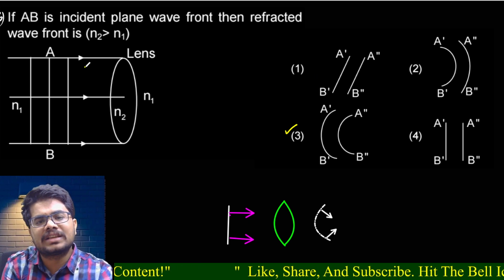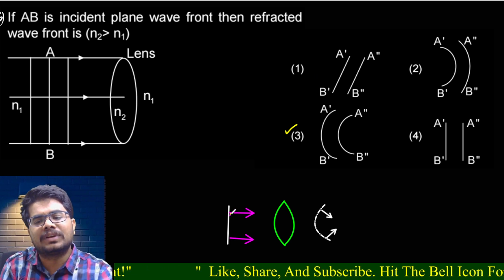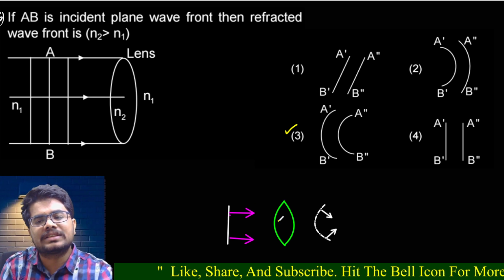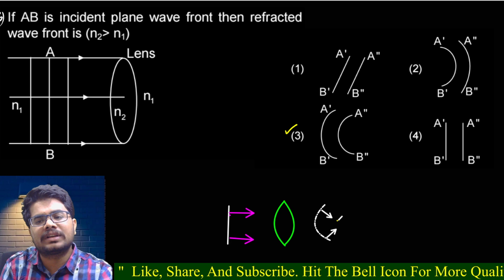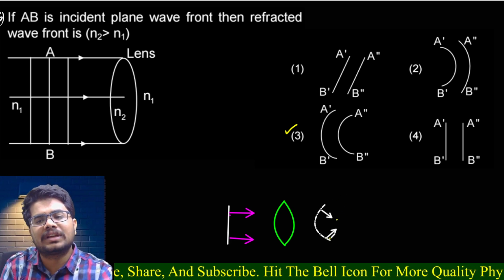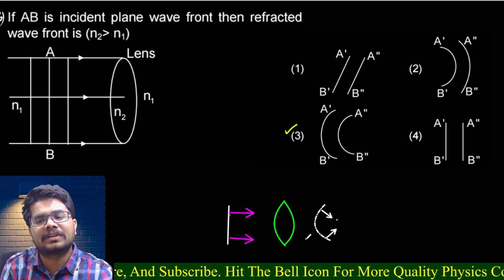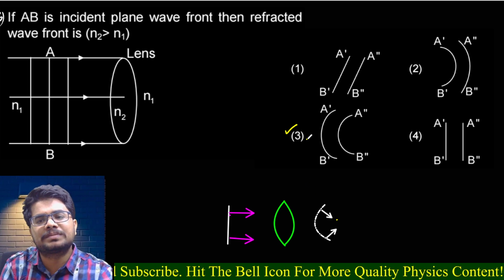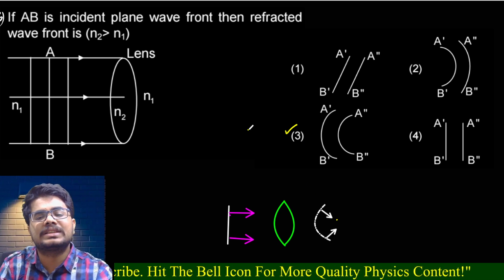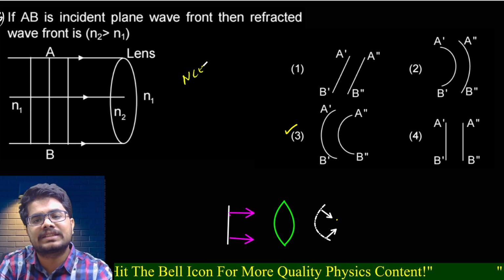If you observe here, the rays are parallel, so you will get a plane wavefront here. After passing through the lens, the rays are going to converge at one point somewhere here. So what will happen? One spherical wavefront is forming like this, another spherical wavefront is forming like this. So which option is possible? You see option 3. This is also an NCERT question only, exactly an NCERT exercise question.